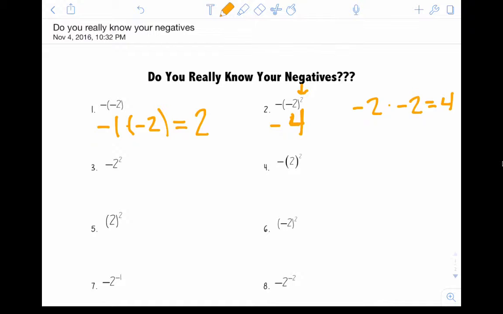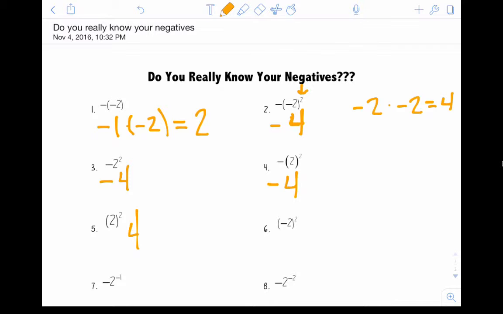On number 3, negative 2 squared, that's a mean exponent. That negative in front is not included, so he's going to be hanging out on his own here. 2 squared is 4, so the answer to this one is also negative 4. Number 4, same thing. Once again, I have a mean exponent, so that negative's hanging out right in front. 2 squared is 4. Same answer again. Number 5, 2 squared, that answer is 4.